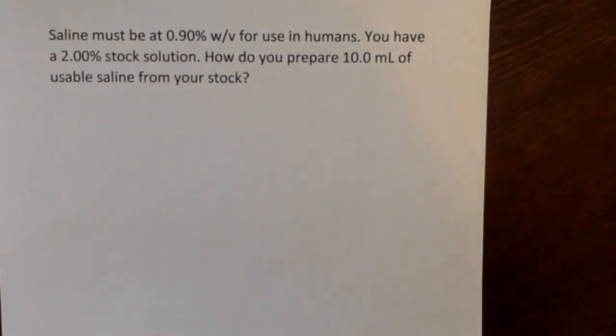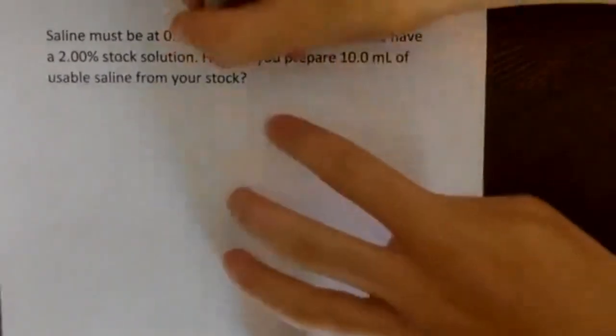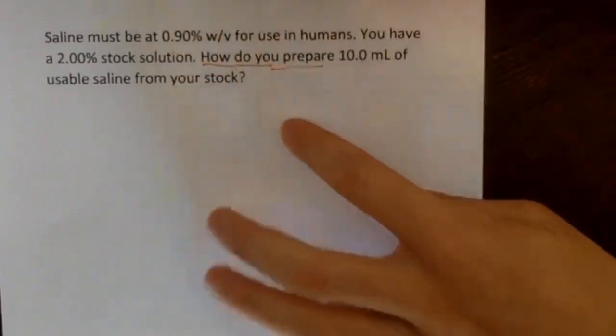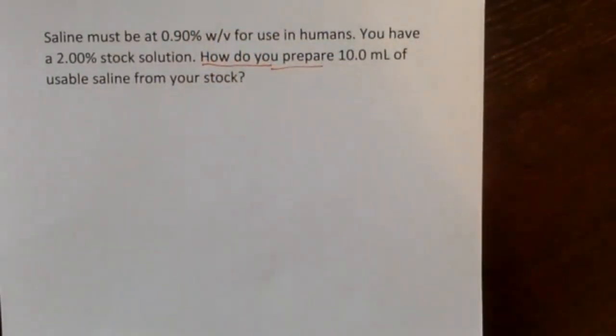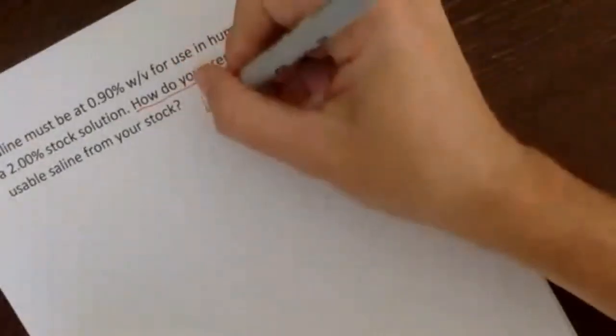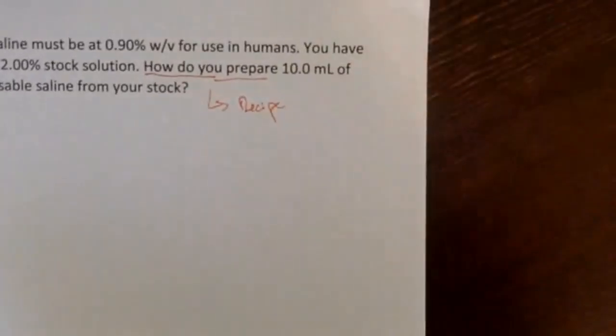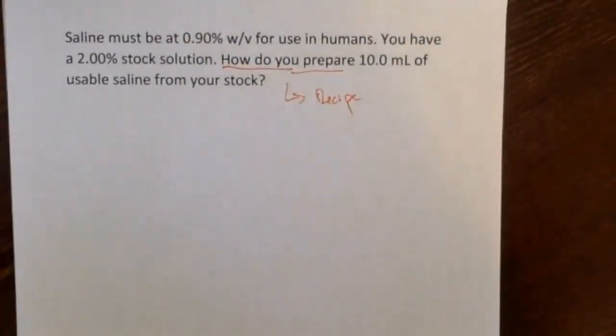Saline must be at 0.90% weight by volume for use in humans. You have a 2.00% stock solution. How do you prepare 10.0 milliliters of usable saline from your stock? This is a pretty common situation in the lab, where we are asked, how do you prepare a solution? What we want from this, our answer, should be a recipe, a set of instructions, a protocol for how to do that preparation, how to make that solution.